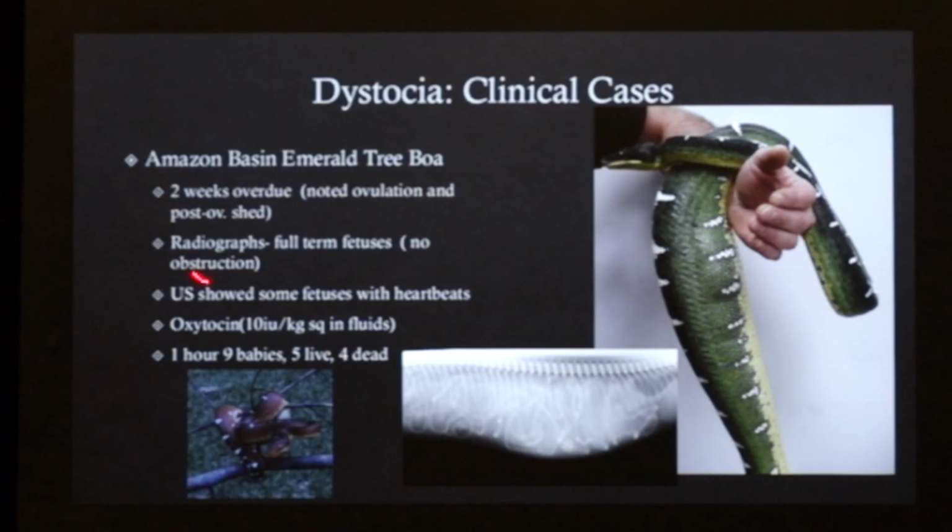But to give you some hope, occasionally there's a good case where we work it all out. This was one of my really good boa breeders, and he's very concerned about his female. He did everything right, brought her in. We checked on ultrasound. There were live fetuses with heartbeats. He had great records, so we knew that she was actually 2 weeks overdue. We gave her the oxytocin. 1 hour later, 9 babies popped out, and so we at least saved that number. So it can definitely work.